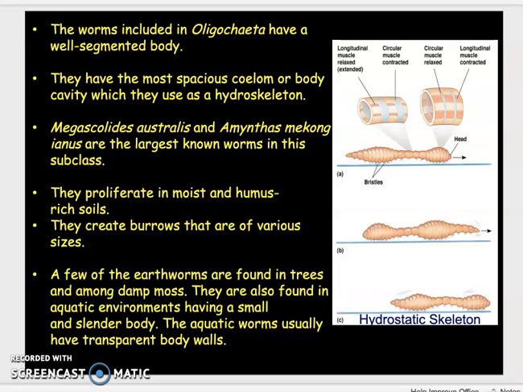Then in addition to the apertures and openings, there are a large number of small openings called nephridiopores, which are present in the earthworm.